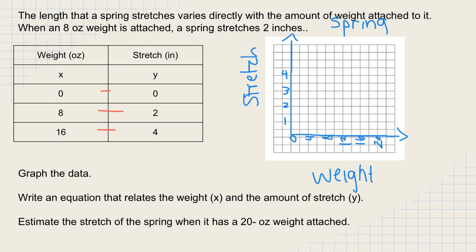All right, so you'll notice that I have the beginning of my graph here. I have my title called Spring. I have my independent variable of weight and my dependent variable of stretch. So I'm going to try and graph this the best I can on the iPad.